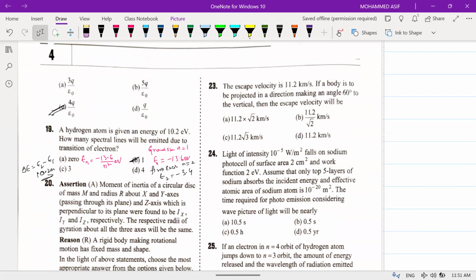The escape velocity is 11.2 km per second. If a body is to be projected in a direction making an angle of 60 degrees to the vertical, then what is your escape velocity? Escape velocity is not depending upon angle of projection. Hence, the escape velocity will remain the same. There is no change. It will be 11.2 kilometer per second. Clear? Next one.